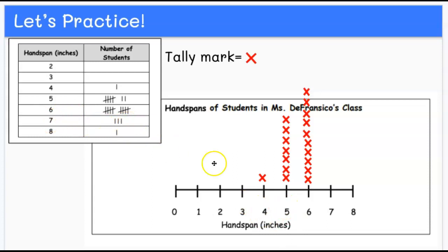There were 3 students who had a 7-inch hand span. So I am going to put 3 X's above the 7. 1, 2, 3.